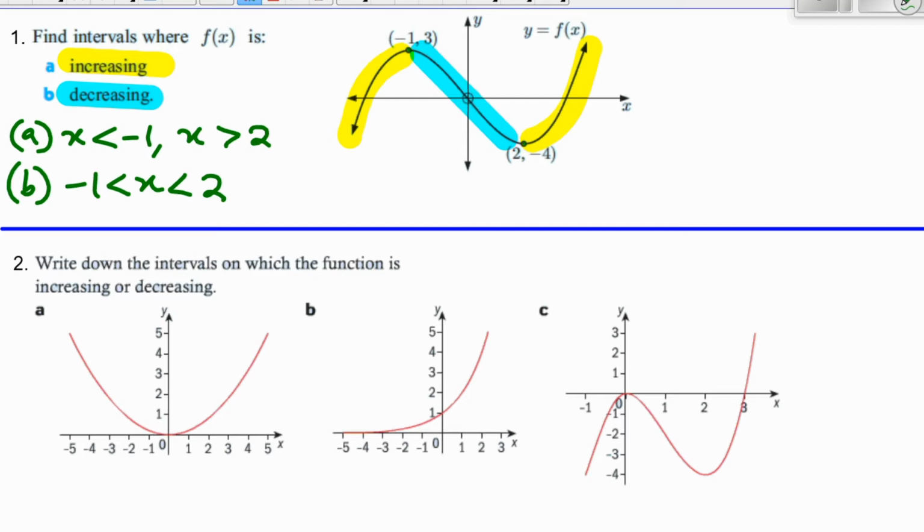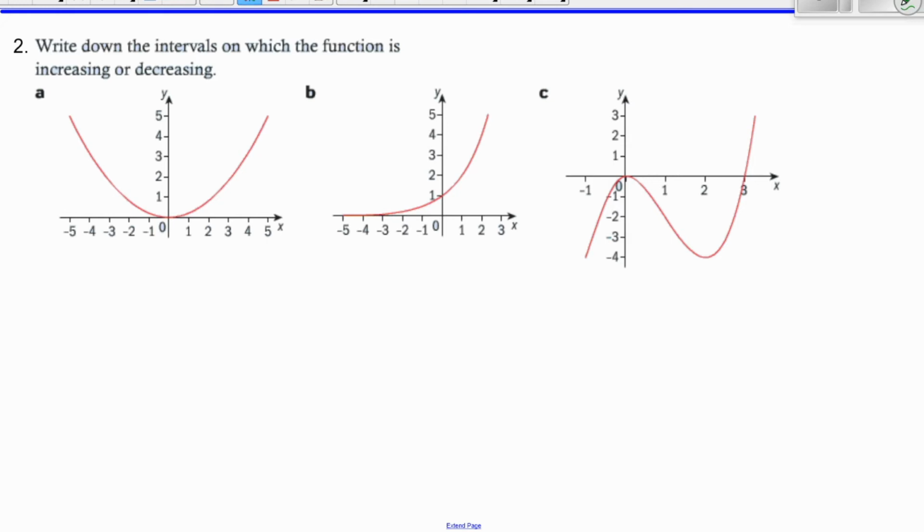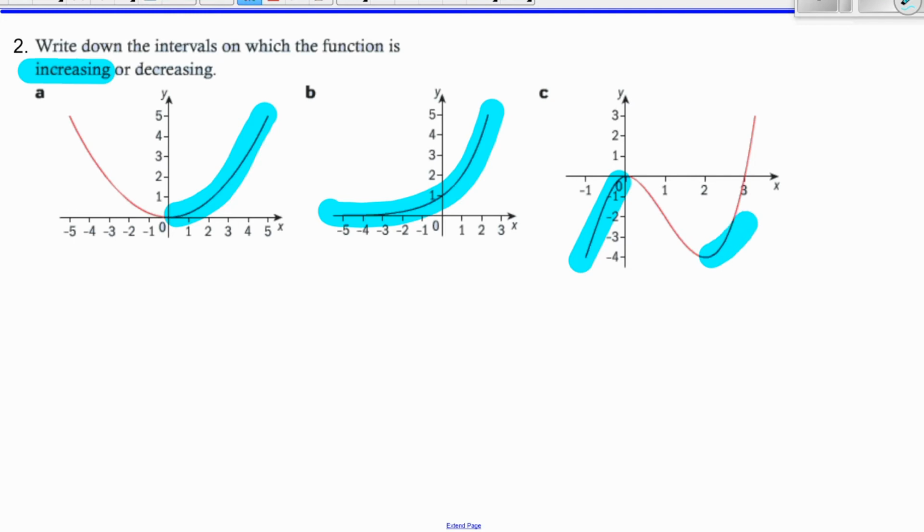We can apply the same methods here. Again, using a highlighter, where is the function increasing? Increasing will be this portion of the graph. And this function here is increasing all the way. Here we are increasing this portion of the graph, and here we are increasing that portion of the graph. Just need to make it more accurate, so somewhere here. And then decreasing will be this portion of the graph, and then this portion of the graph.